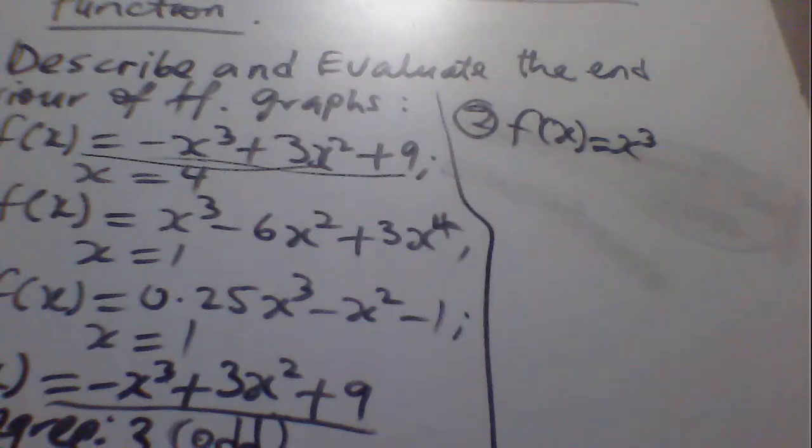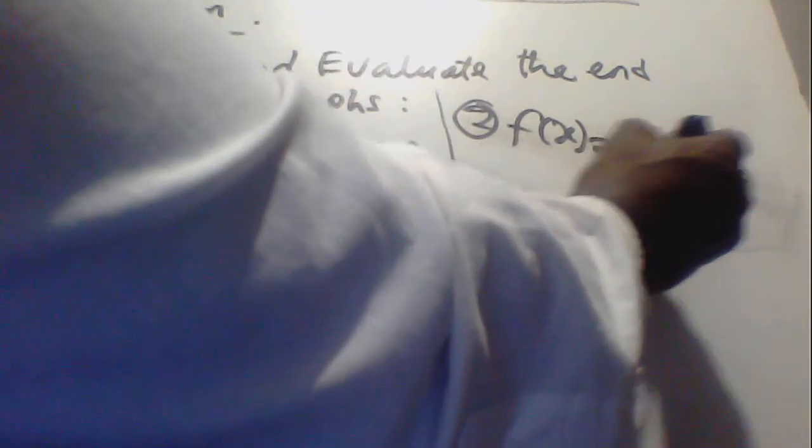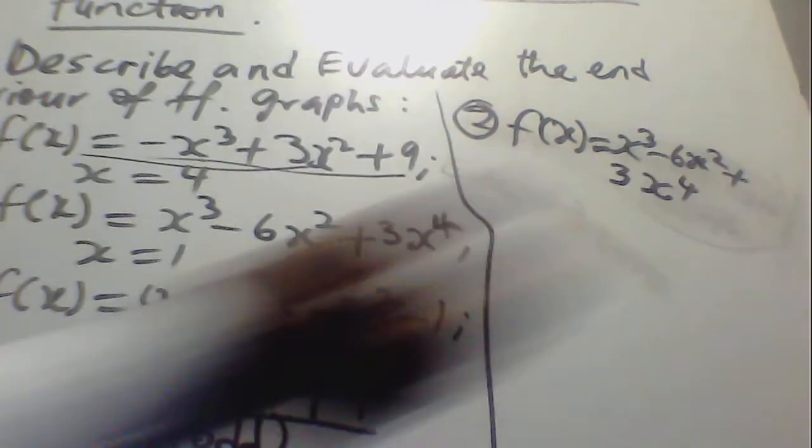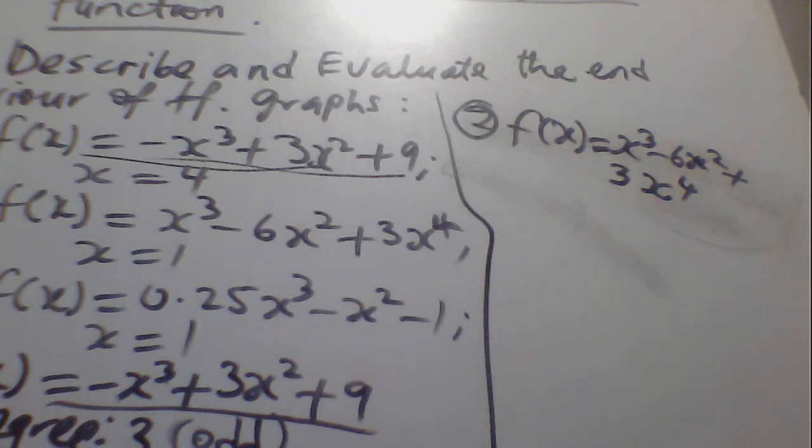Second question: f of x is equal to s raised to power 3 minus 6s squared plus 3s raised to power 4. That is, s raised to power 3 minus 6s squared plus 3s raised to power 4.